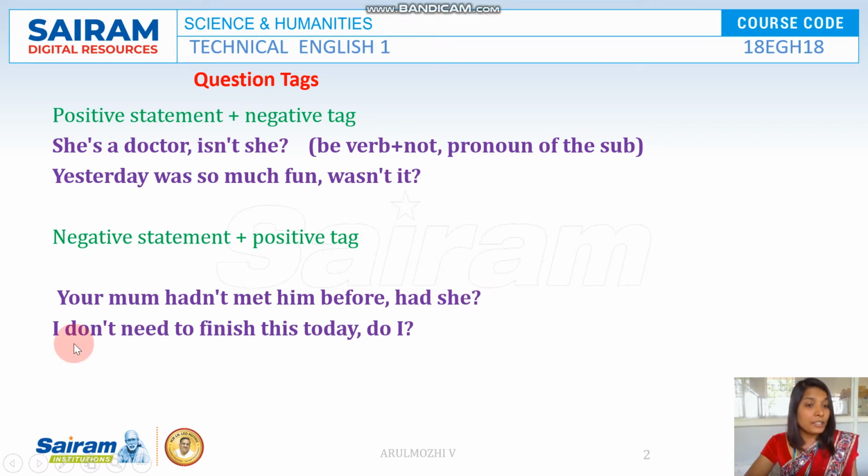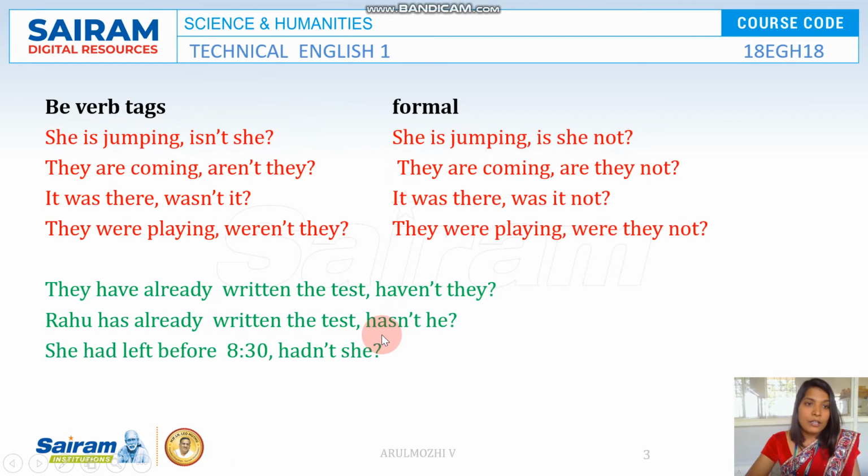Okay, next one. "I don't need to finish this today, do I?" Be verb tags are very easy to make because the be verbs are very obvious in the sentence. We can easily segregate what is the be verb and what is the main verb. Take for example, "is" is the be verb, "jumping" is the main verb. In "they are coming," "are" is the be verb, and "coming" is the main verb.